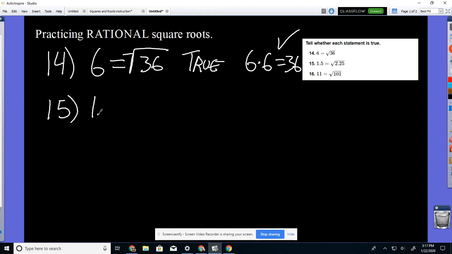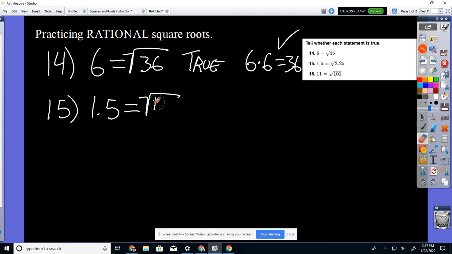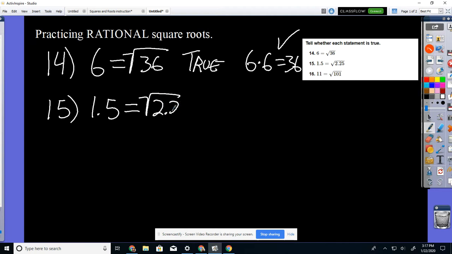15, 1.5 is not equal to this. Wait, maybe it is. Hold on one second. I think I misread that number. Here we go. 2.25.